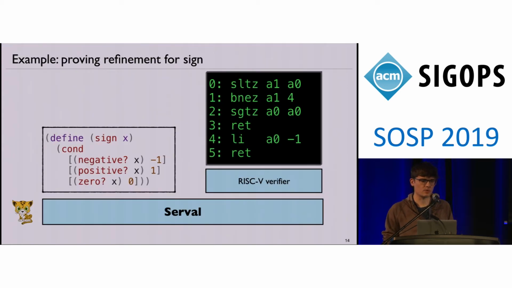On the left here, we have a specification of a simple sign function written in Rosette. This sign function takes an integer and checks if the integer is negative. If so, it returns -1. If it's positive, it returns +1, and returns 0 otherwise. After writing the specification, the developer then implements this sign function in some language and compiles it to a series of RISC-V instructions. Now, in order for Serval to verify that these RISC-V instructions have the same behavior as the specification, it's the RISC-V verifier's job to turn these instructions into something that can be reasoned about. Next, we're going to see how this RISC-V verifier is built.